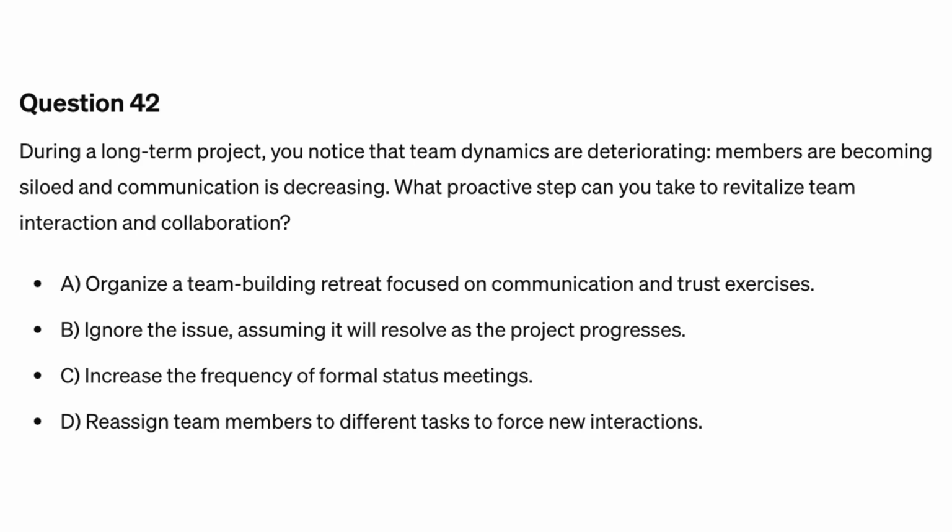Question 42. During a long-term project, you notice that team dynamics are deteriorating. Members are becoming siloed and communication is decreasing. What proactive step can you take to revitalize team interaction and collaboration? A. Organize a team building retreat focused on communication and trust exercises. B. Ignore the issue, assuming it will resolve as the project progresses. C. Increase the frequency of formal status meetings. D. Reassign team members to different tasks to force new interactions.